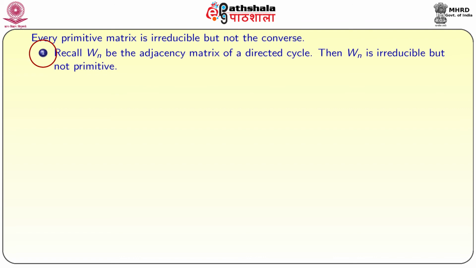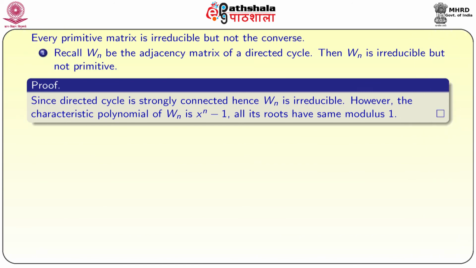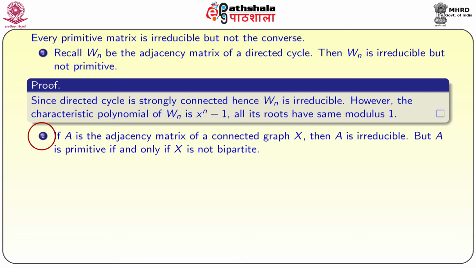So, recall that if W1 is the adjacency matrix of a directed cycle, then W1 is irreducible but not primitive. We already know this, but again we will prove it. Since a directed cycle is strongly connected, hence W1 is irreducible. However, the characteristic polynomial of W1 is x power n minus 1, and all its roots have the same modulus 1. If A is the adjacency matrix of a connected graph X, then A is irreducible, but A is primitive if and only if X is not bipartite.